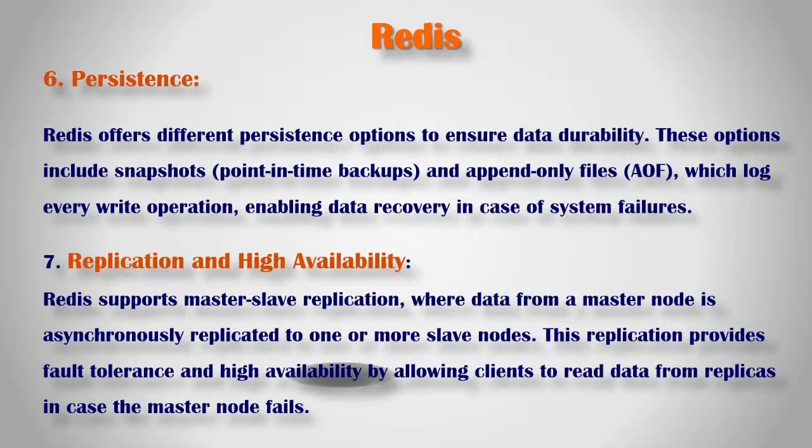Redis supports master-slave replication, where data from a master node is asynchronously replicated to one or more slave nodes. This replication provides fault tolerance and high availability by allowing clients to read data from replicas in case the master node fails.